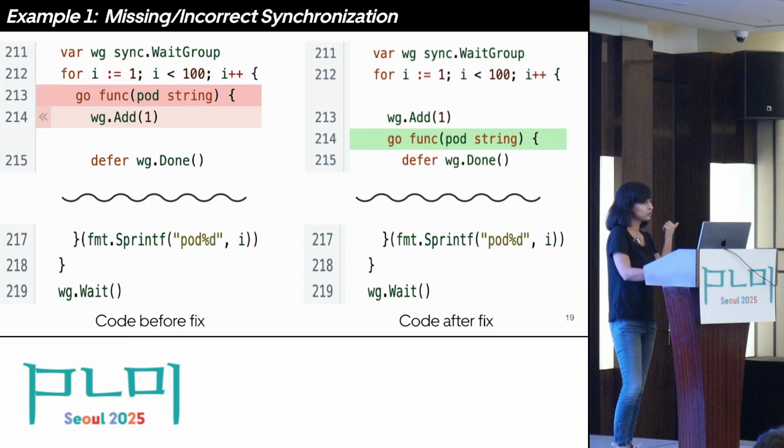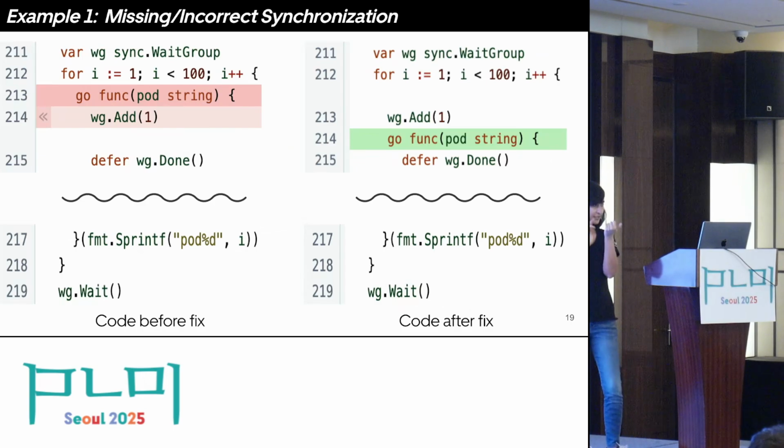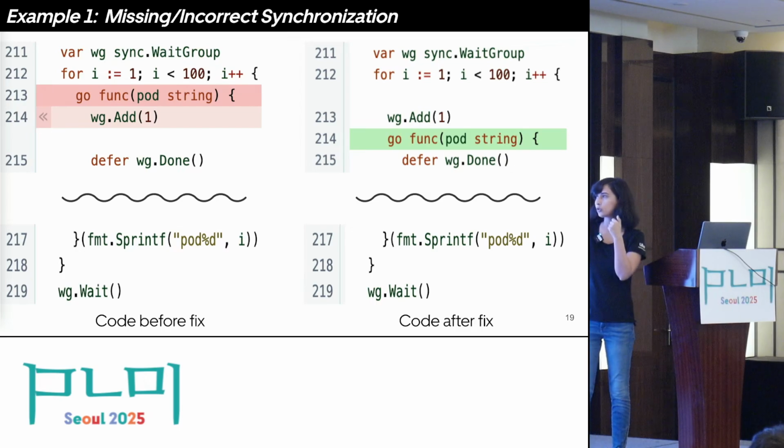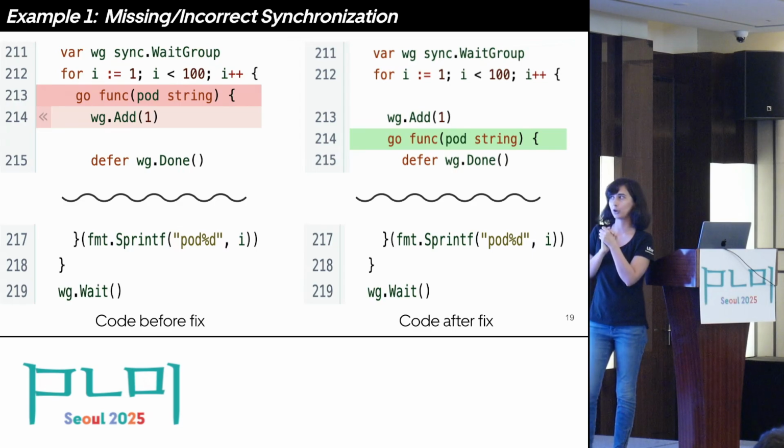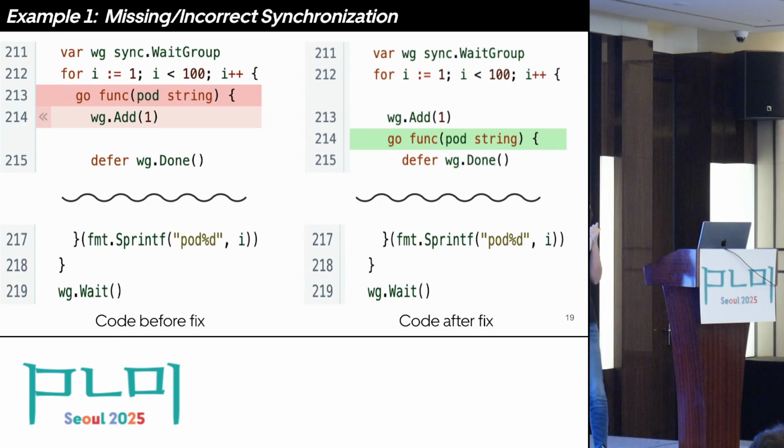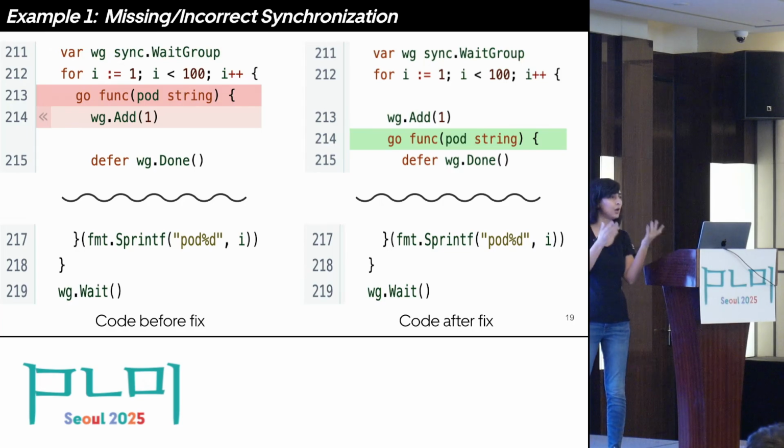like. So this is one example for the missing or incorrect synchronization. On your left side, you see the code before the fix. You see there's a for loop, there is a Go routine, and then there is this sync wait group that just uses an add function on that. So what is sync wait group? It's a synchronization mechanism in Go to wait for all the Go routines to finish before proceeding. And it mostly uses atomic counters to achieve that.